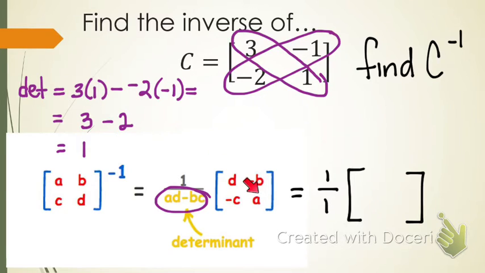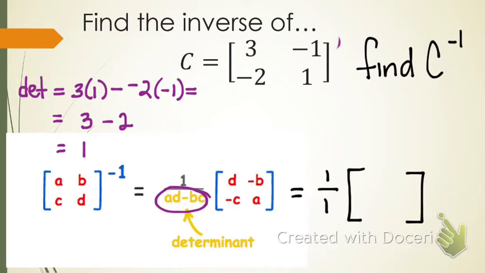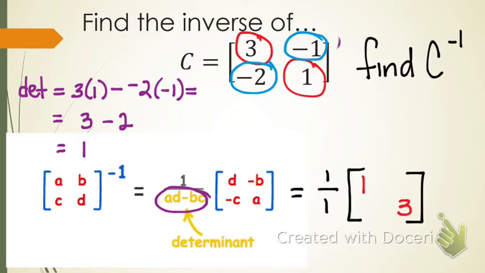so we're going to flip-flop these two. So I'm going to flip-flop these two numbers right here. So the 1 moves here and the 3 moves here. And then you simply just flip the sign on these two numbers. So that becomes a +1, and this becomes a +2. So multiply. 1 divided by 1 is simply 1.